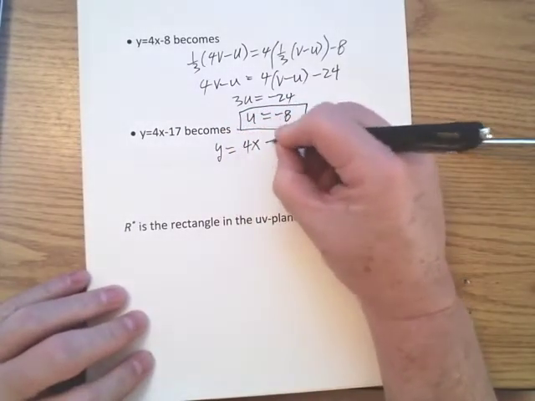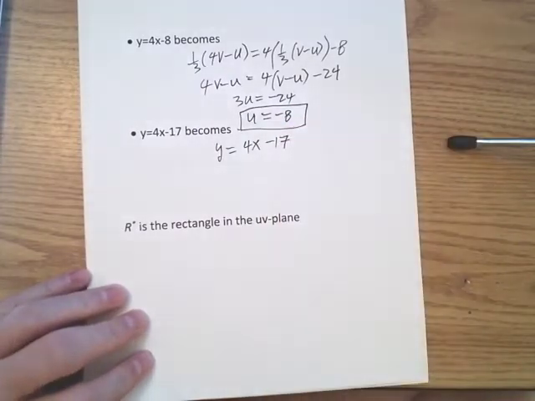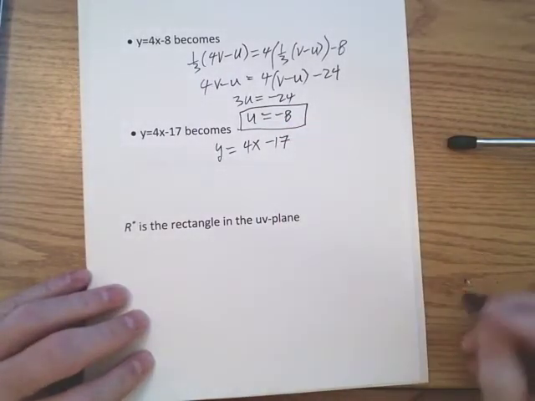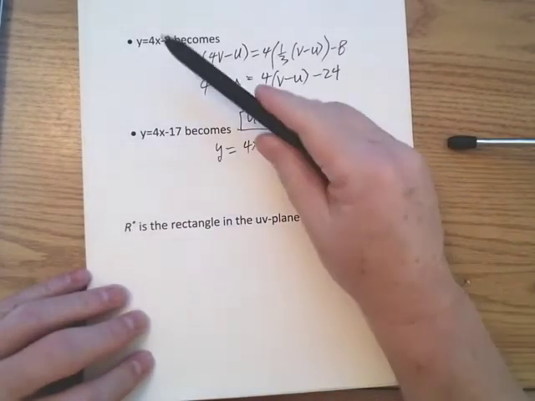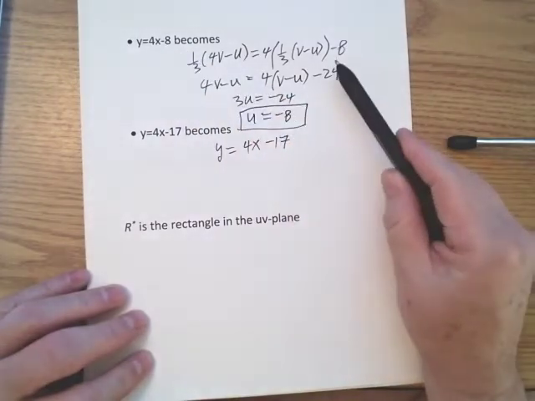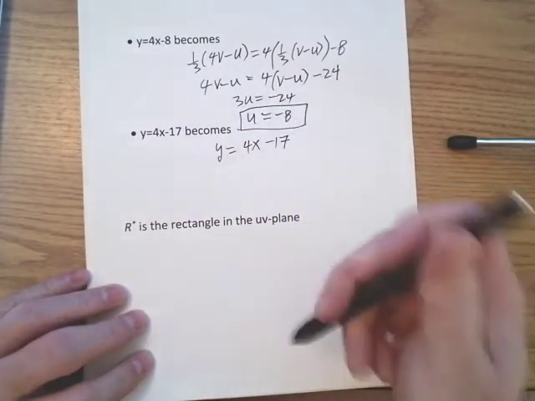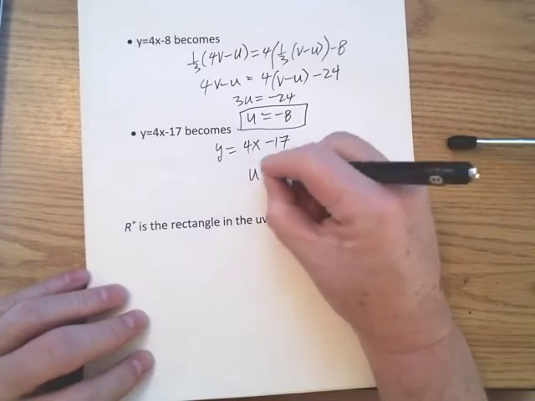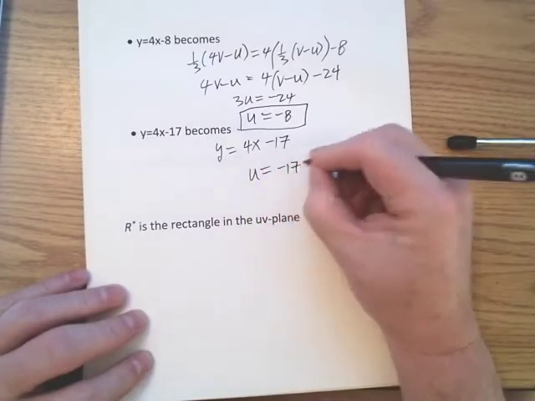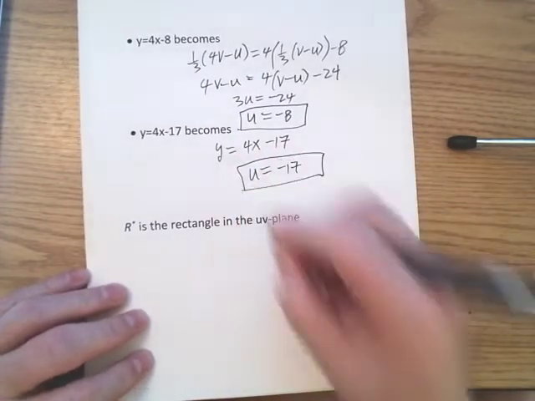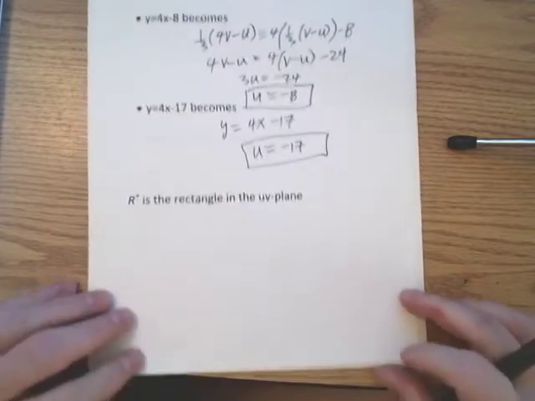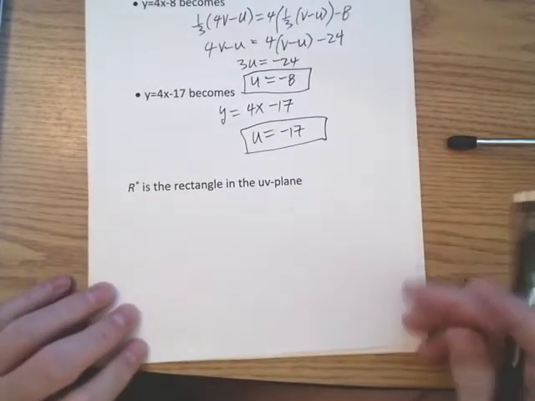Now 4x minus 17. This ended up being minus 8 because of this, then taking a third, so I think this would be u equals minus 17. Check me on that.